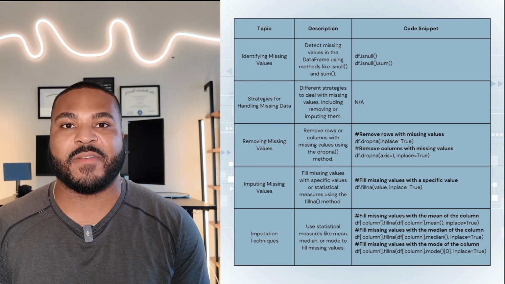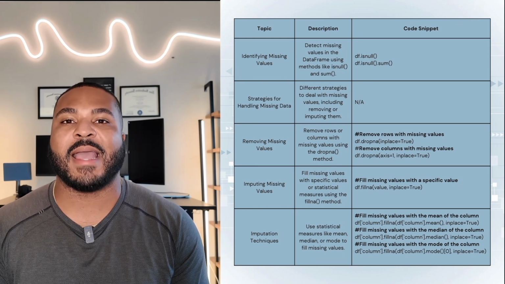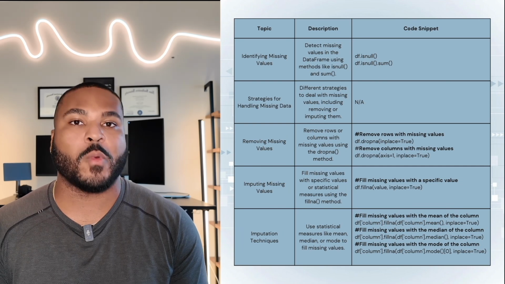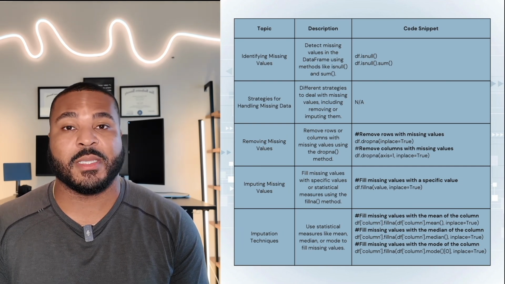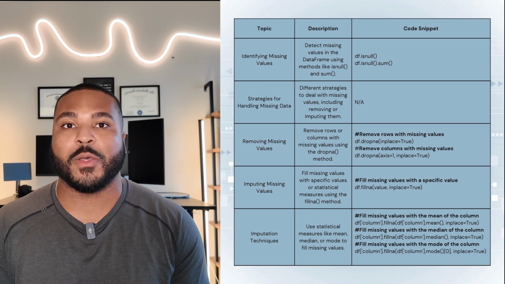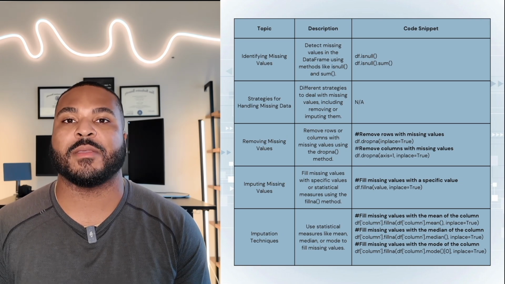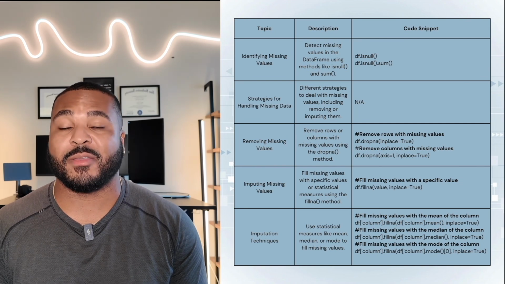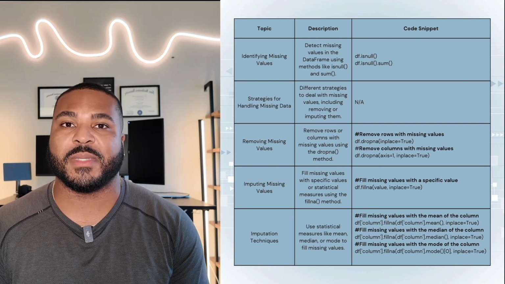So once you've identified the missing values, you need to decide how you want to handle them. There are 2 primary strategies you can use. Number 1, removing the missing values. This approach involves removing rows or columns that contain missing values. It's straightforward, but can result in a loss of valuable data if too many values are missing.